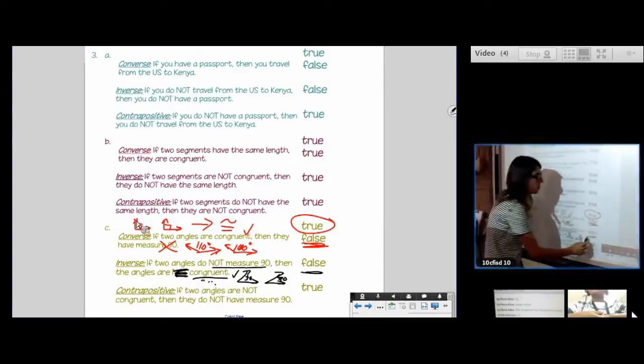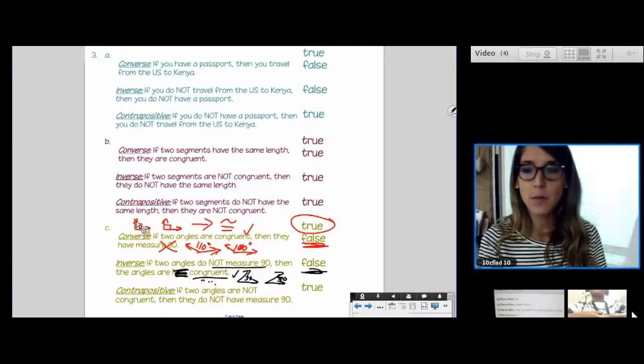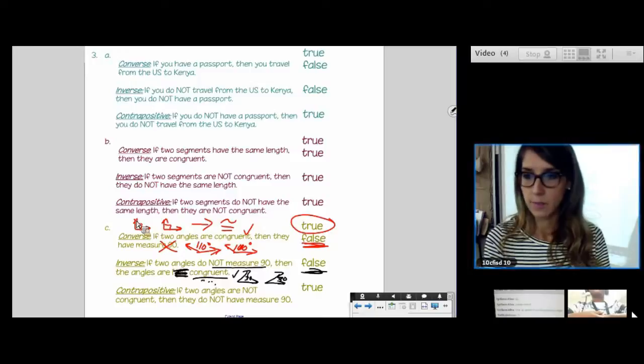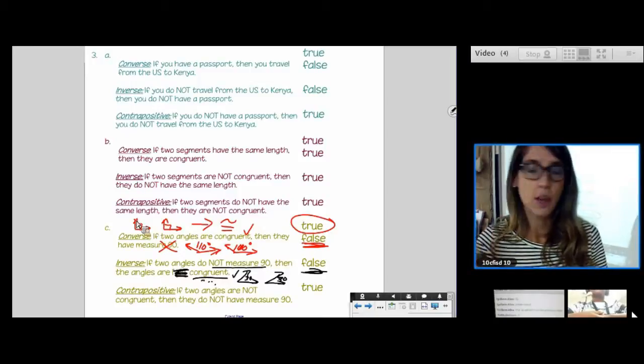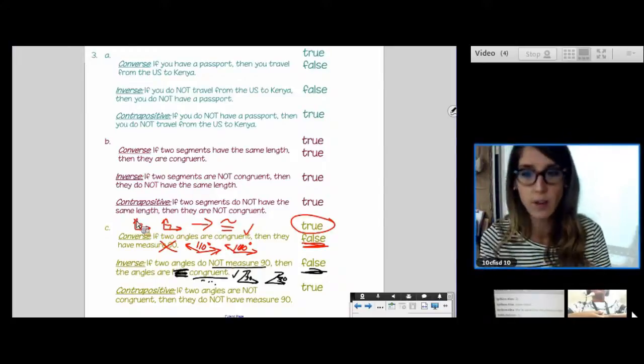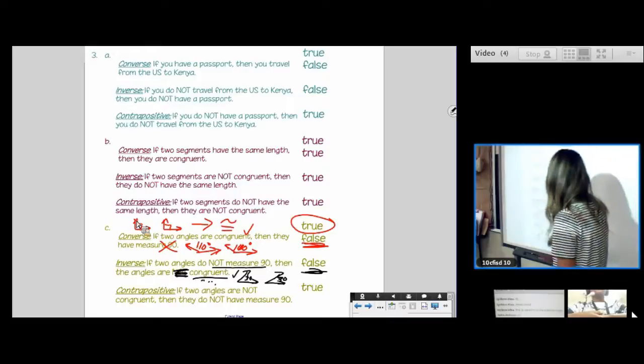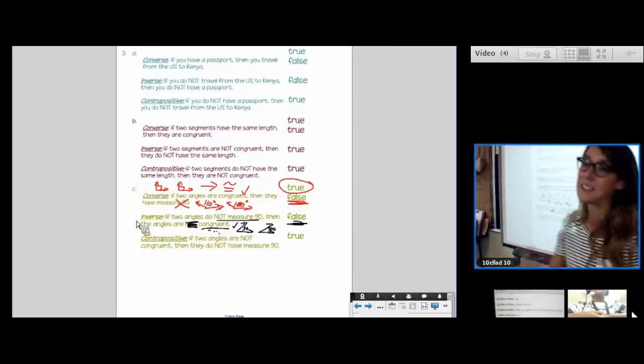I just proved it wrong. If you can prove it wrong, which I just drew a picture, I proved it wrong. If you can prove it wrong, the truth value is false. 30 degrees and 30 degrees. Those don't measure 90. Check. But they are congruent. I made the conclusion false. Okay, last one, the one you really asked about. This one's where it gets really tricky.